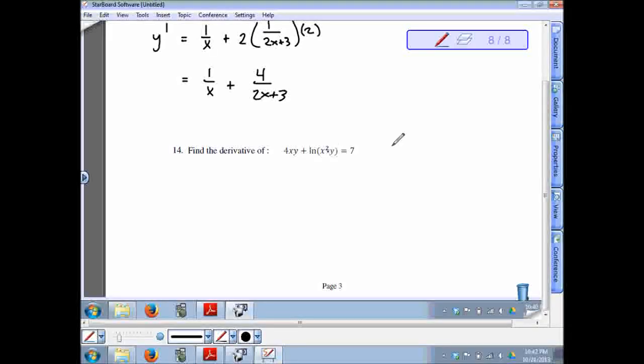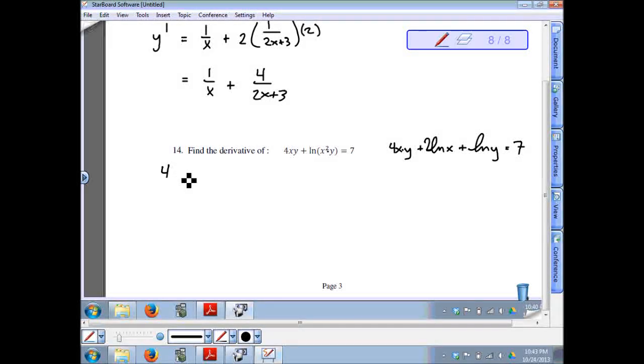So this is a product right here, we can expand that, which we can bring a 2 down in front of that logarithm. This natural log of y equals 7. This is a product right here, so we're going to have to use the product rule.